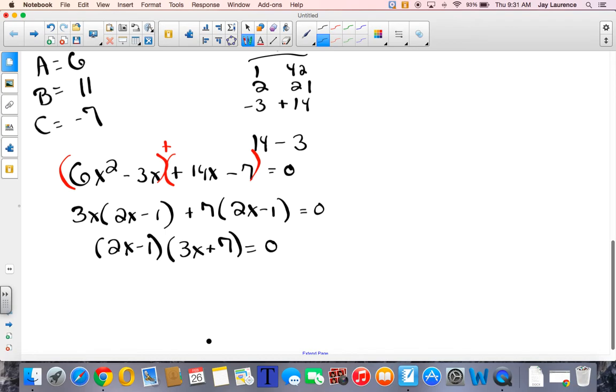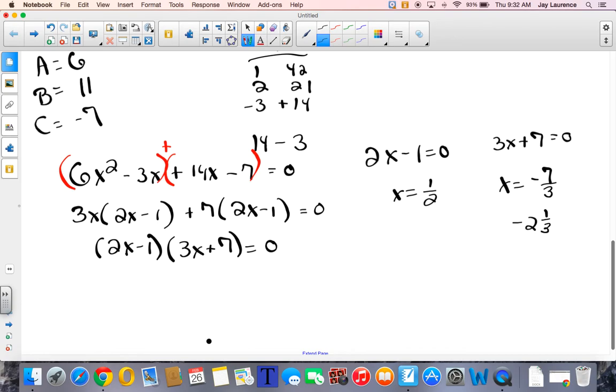And now I solve the two pieces. 2x minus 1 equals 0. By the way, x will be 1/2, right? And then 3x plus 7 equals 0. And x will be negative 7/3, which as a mixed number is negative 2 1/3.